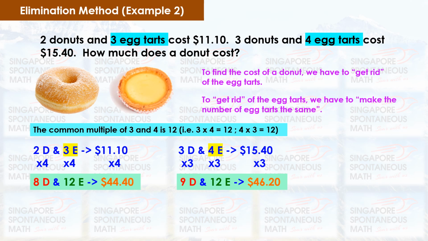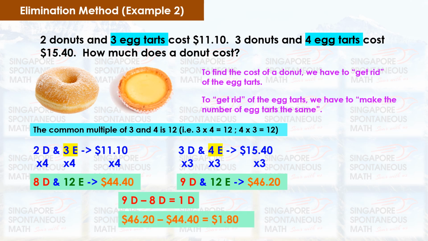Now that the number of egg tarts are the same in both equations, the difference in cost is attributable to the difference in the number of donuts. 9 donuts minus 8 donuts equals 1 donut. $46.20 minus $44.40 equals $1.80. A donut costs $1.80.